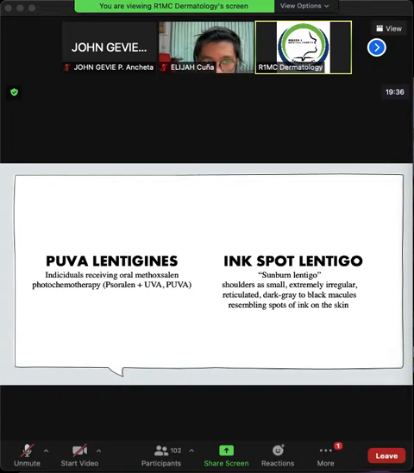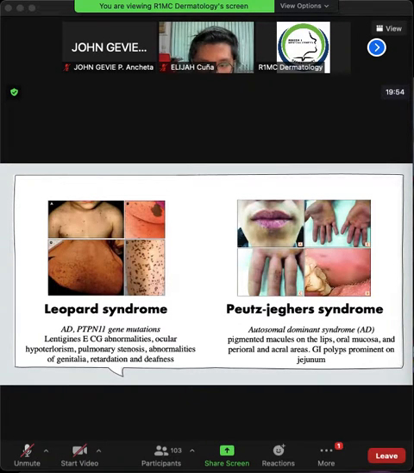So we also have your ink spot lentigo, which is your sunburn lentigo, occurring on the shoulders as small, extremely irregular reticulated dark gray to black macules resembling spots of ink on the skin. So these lesions can also be noted with different syndromes, including your LEOPARD syndrome and Peutz-Jeghers syndrome.